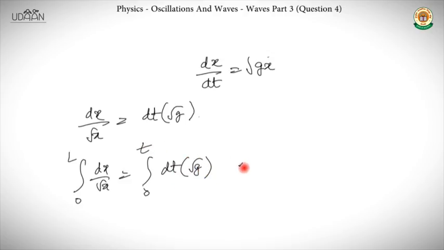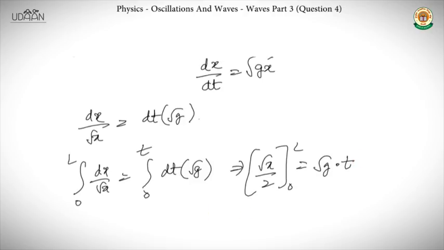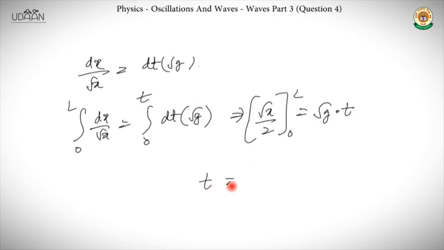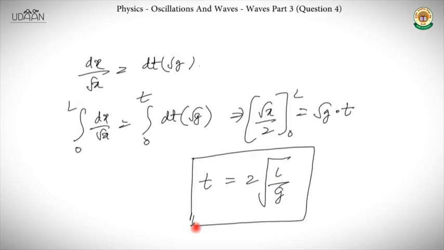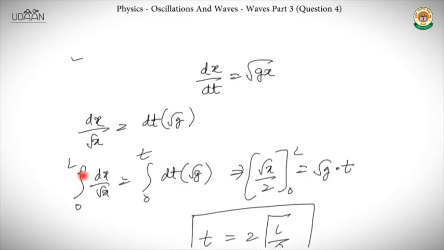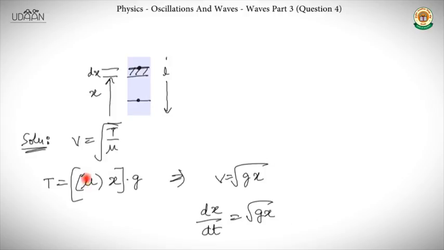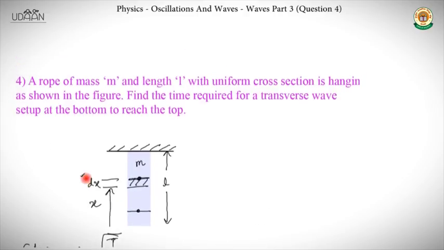So we integrate this and we get the expression as 2 under root x, from 0 to L, is equal to root g into t. So the final time turns out to be 2 under root L by g, which is a very familiar form actually. So this is how you arrived at 2 under root L by g, which is something people are pretty familiar with.